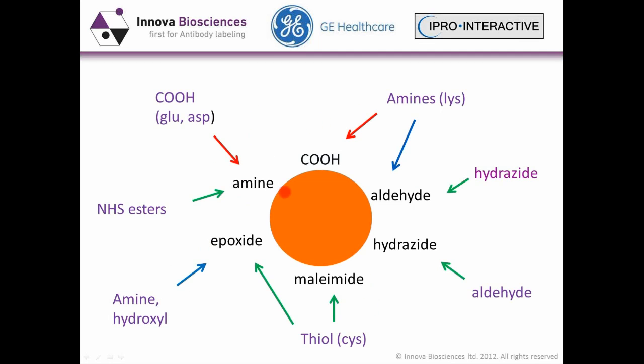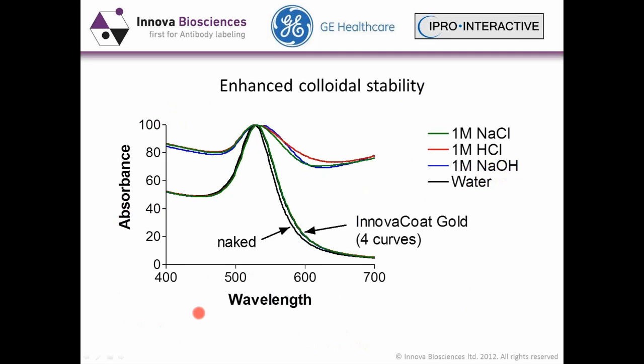So these are the main chemistries available for coupling to the particle. With the Innova coat, we bind to the amines as a standard, but we can also adapt or provide custom gold conjugation kits with these other chemistries as well.